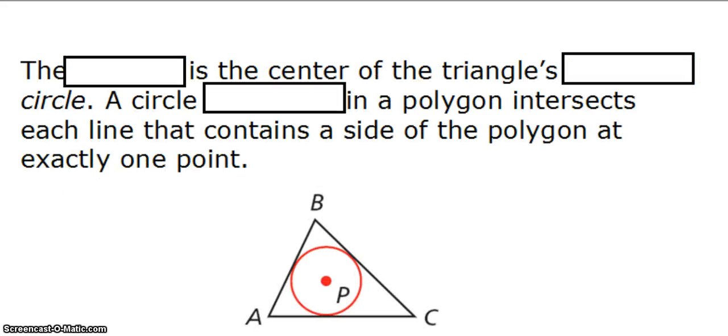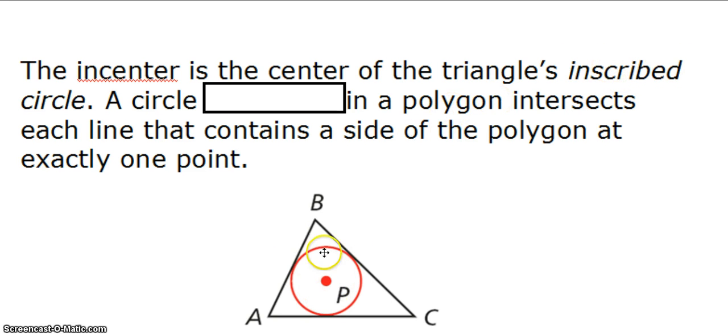Okay, previously we had a circle circumscribed about a triangle. Now we have a circle inside of a triangle. So we can say that the incenter is the center of the triangle's inscribed circle. A circle inscribed in a polygon intersects each line that contains a side of the polygon at exactly one point. So this is an inscribed circle.